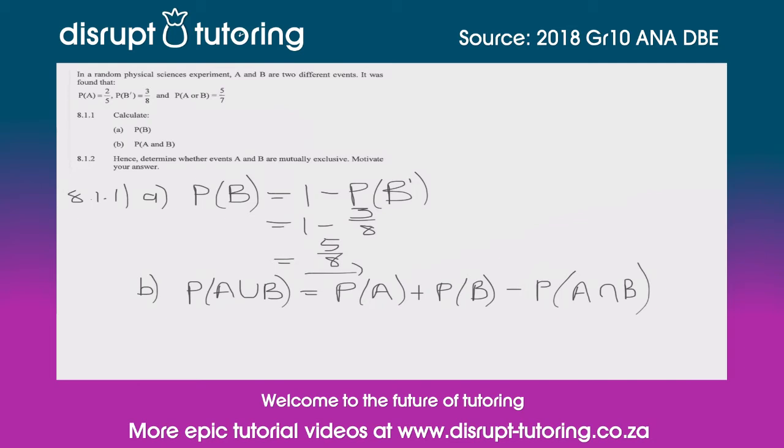Okay, now we need to plug in all of the stuff we know. So they've given us the union, or A or B, and that's going to be 5 over 7. The probability of A, they've said to us, is 2 over 5. And we already calculated the probability of B occurring, which is 5 over 8. And that leaves us with one unknown, which is exactly what we want, because now we can use our equation rules to get this by itself.